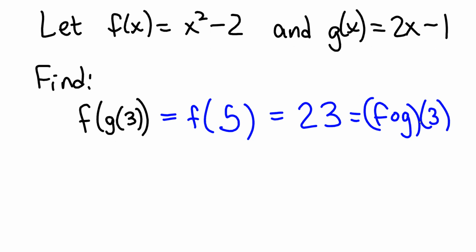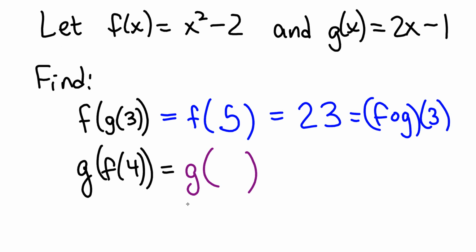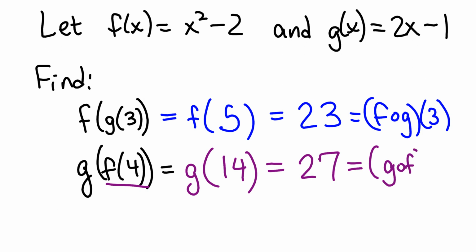Sometimes colloquially read "fog of 3." In a similar way, we could find g of f of 4. Well, what's f of 4? f of 4 is 4 squared minus 2. And how do we find g of something? Well, we double the input and subtract 1. Double 14 and subtract 1, and that is g of f of 4, sometimes read colloquially "goth of 4."